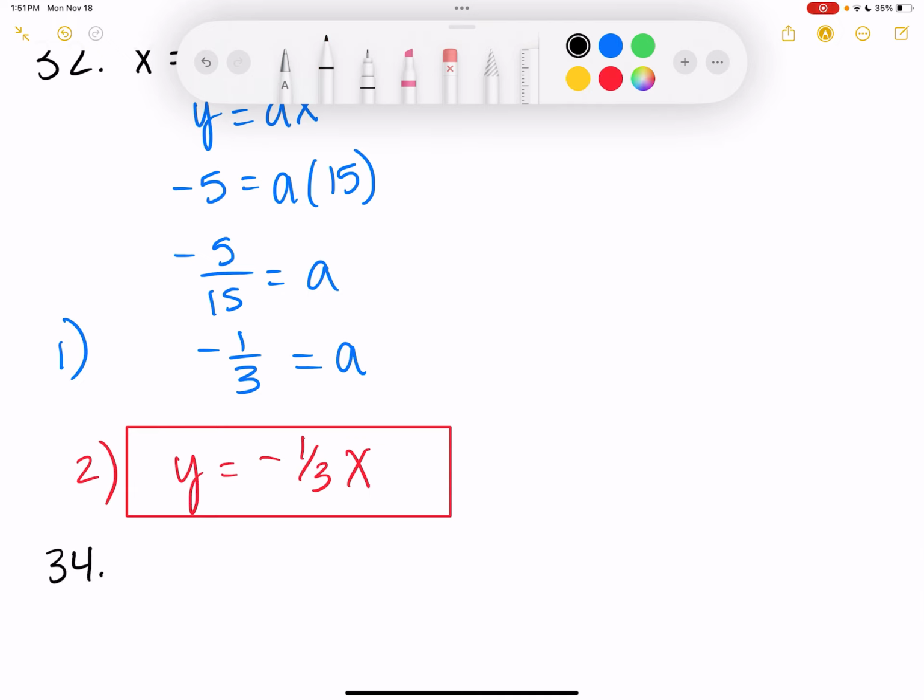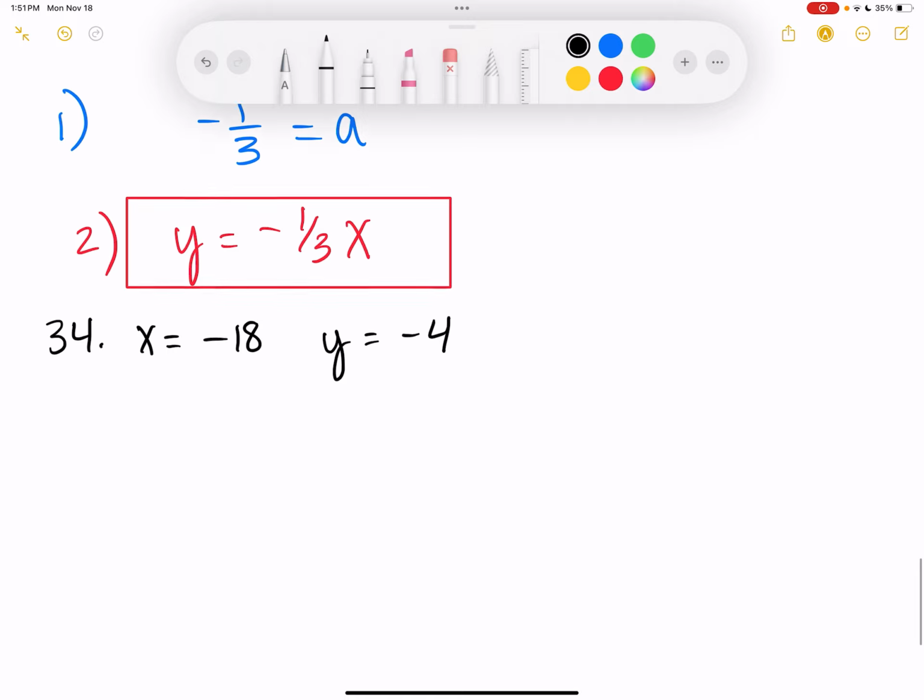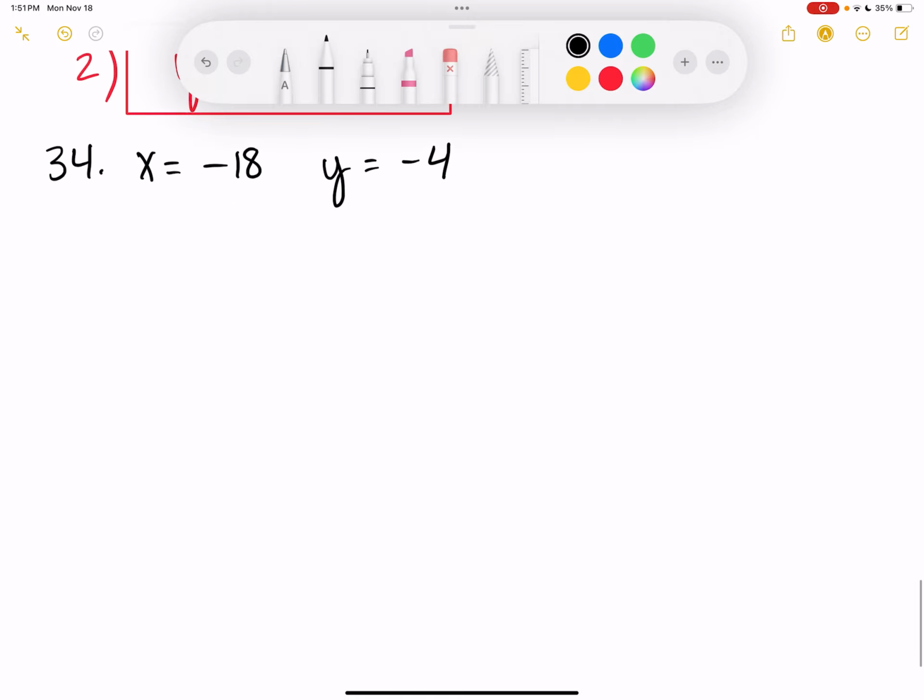34. X equals negative 18. Y equals negative 4. What do I do first? You have to divide by negative 18. Or write the problem. You have to write the problem first. What is the problem? Negative 4 equals a times negative 18. Yeah, same thing. Okay, if you want to write y equals ax first, you can. If you want to just write the problem, like the numbers out first, that's totally fine also.